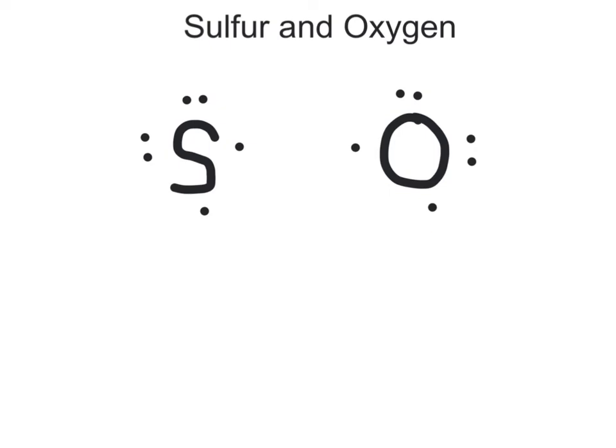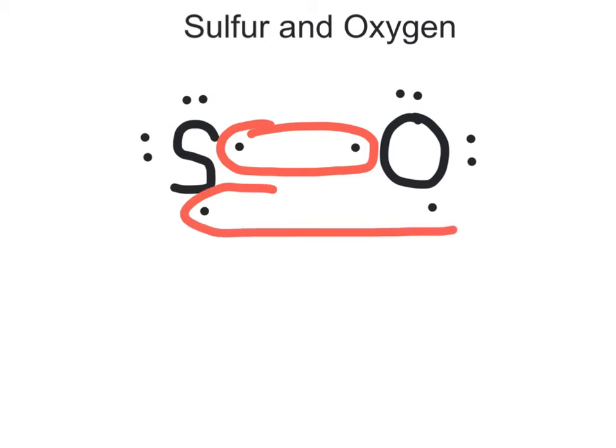So what we're going to do is share a pair of electrons between the sulfur and the oxygen. My problem with that is I still have this single electron on each element that needs to be involved in sharing. So I'm going to go ahead and share those also. Now if I go back and check, sulfur has 2, 4, 5, 6, 7, 8 electrons, and oxygen has 2, 4, 5, 6, 7, and 8 electrons. So both of them are full.